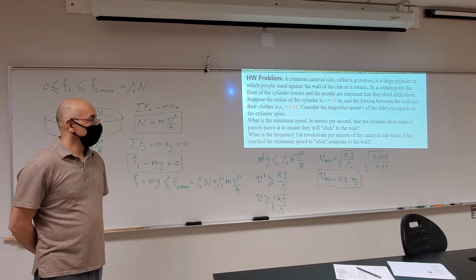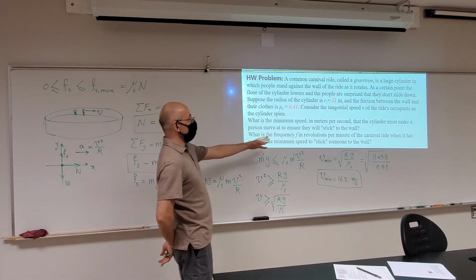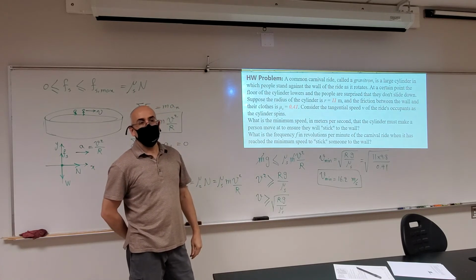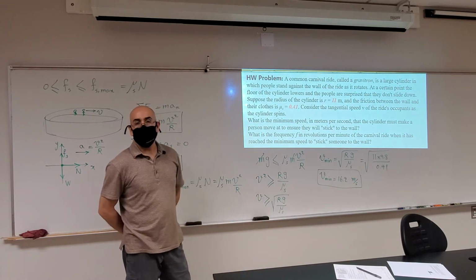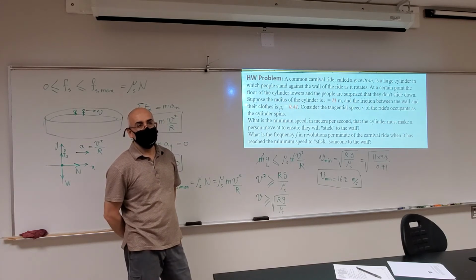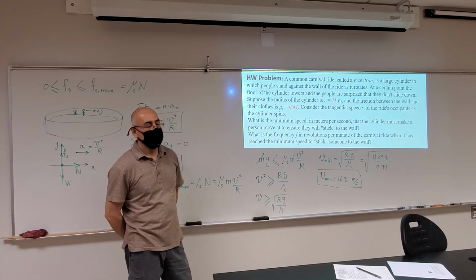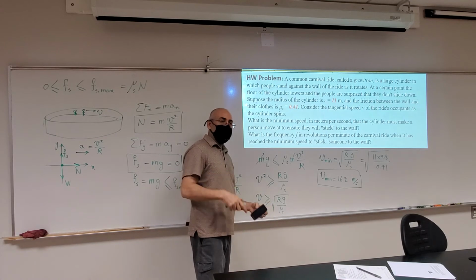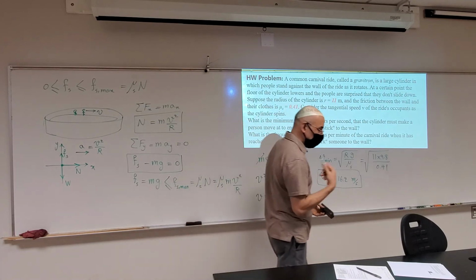And now, it says what is the frequency f in revolutions per minute at this threshold? How do we convert that to revolutions per minute? Or the frequency? Frequency is the number of revolutions per second.